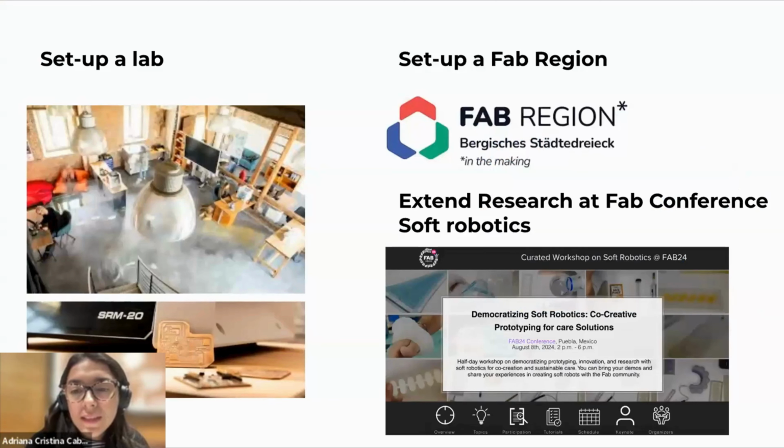Another part that I identify is that I also wore different hats, because while I was developing different skills, I was able to set up other kinds of skills, as for example setting up a lab, and also setting up a Fab region, but at the same time continue my skills in research, as I did, for example, in the last Fab conference, giving a workshop in soft robotics with other Fab Academy students. And thank you, that's myself. Thank you very, very, very much.